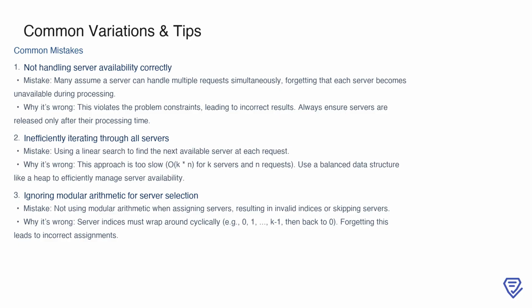Finally, ignoring modular arithmetic when assigning servers is another critical mistake. Server indices should wrap around cyclically, meaning when you reach the last server, you need to loop back to the first. Failing to implement this properly can lead to invalid indexing or skipped servers, resulting in incorrect assignments.